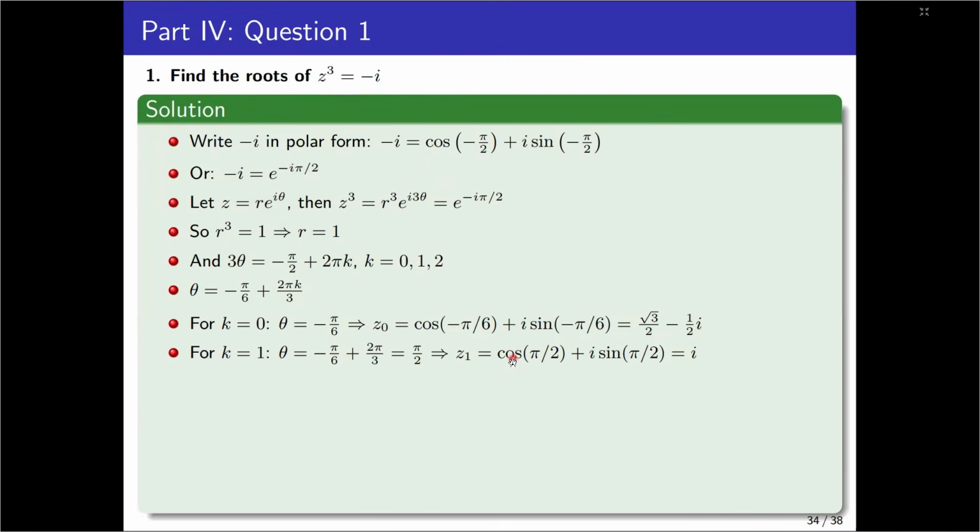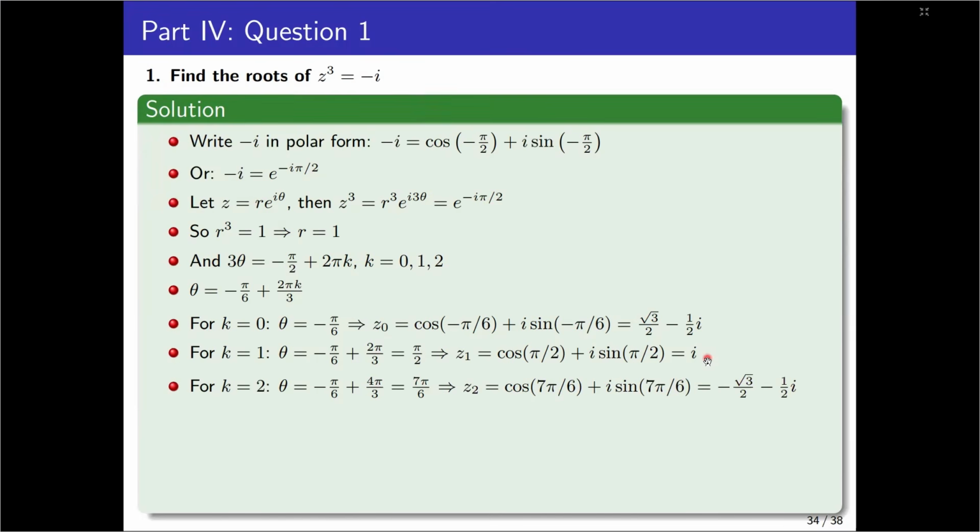Secondly, for k equal to 1, theta is minus pi over 6 plus 2 pi over 3, which is equal to pi over 2. Therefore, z1 is cosine of pi over 2 plus i times sine of pi over 2, which is i, because cosine of pi over 2 is 0 and sine of pi over 2 is 1, so 1 times i is i. Therefore, the second root of this equation is i.